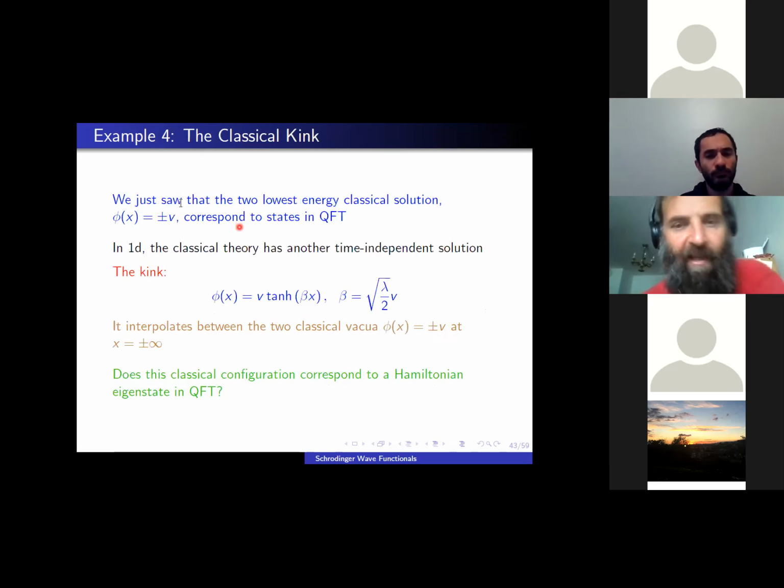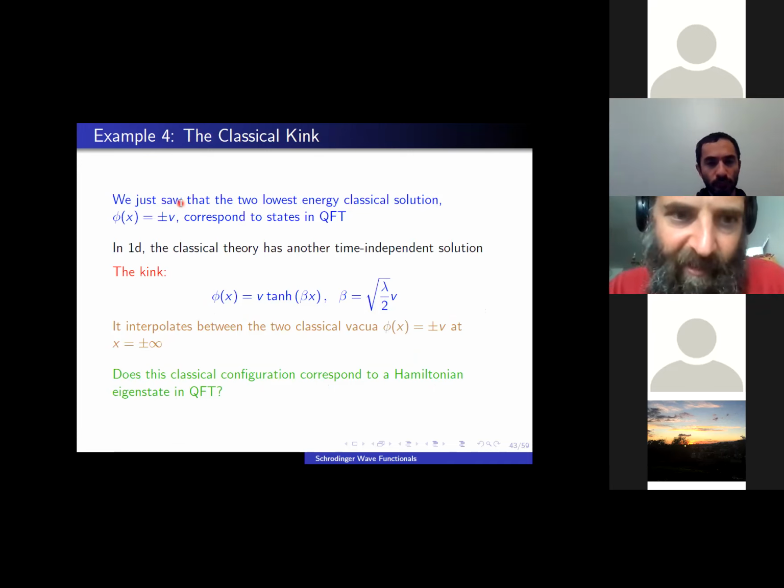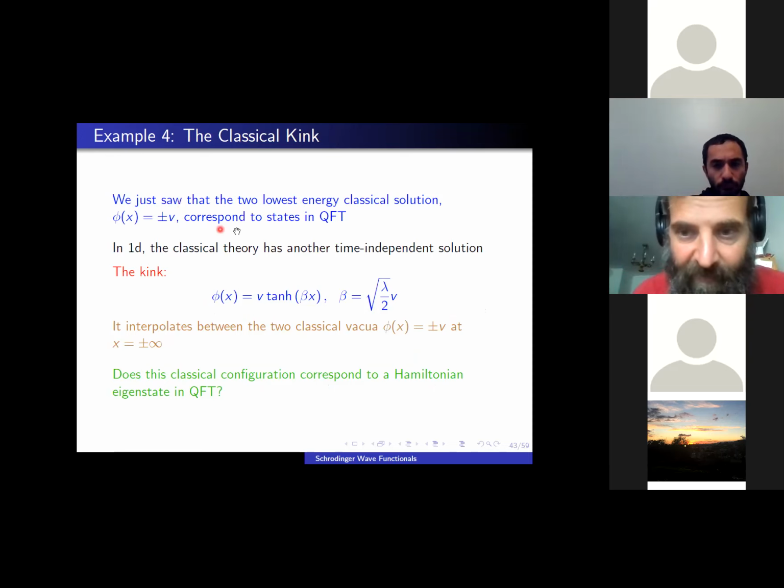Okay, so here we had a solution to the classical theory, the ground state of the classical theory, and we found it corresponded to a Hamiltonian eigenstate in the quantum field theory. And now you could ask, well, what about other solutions to the classical field theory? This theory has another time-independent solution called the kink. The kink interpolates between the two classical vacua, one on the left and one on the right. So you could ask, does this classical configuration, this solution of the classical equation of motion, also correspond to an eigenstate in the quantum theory?